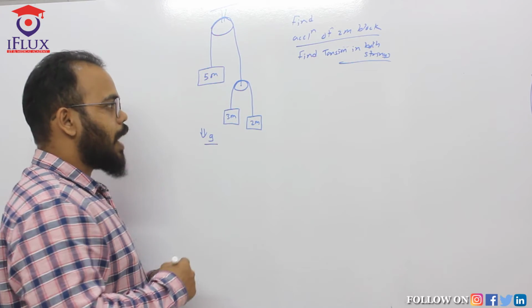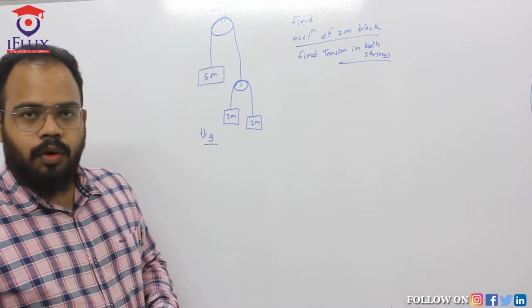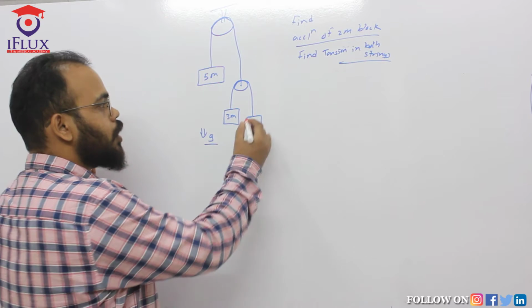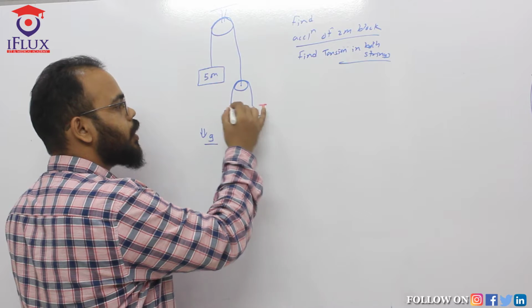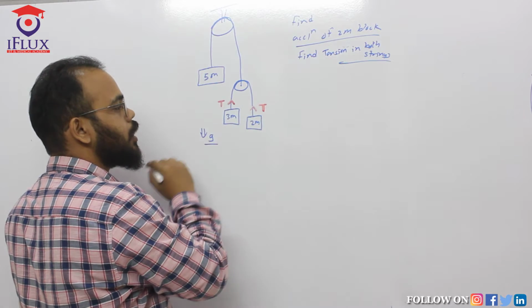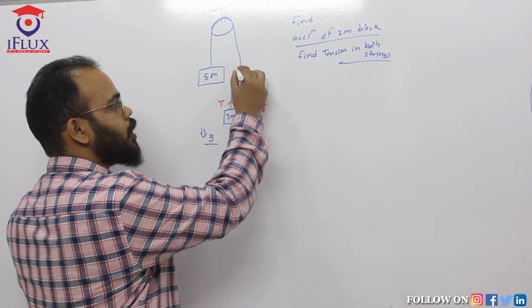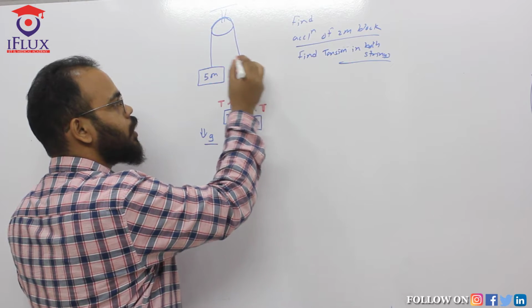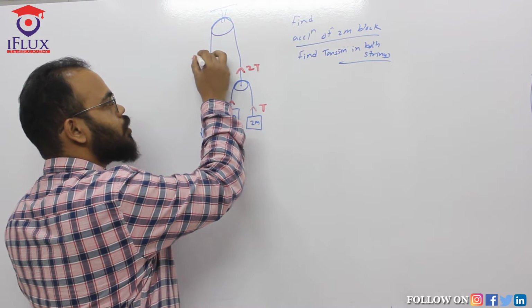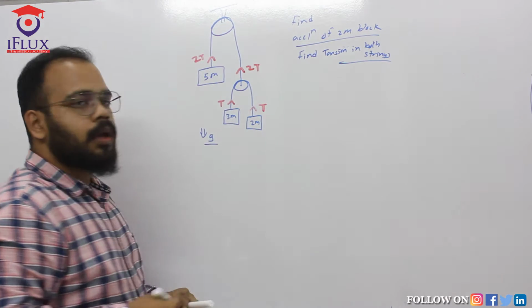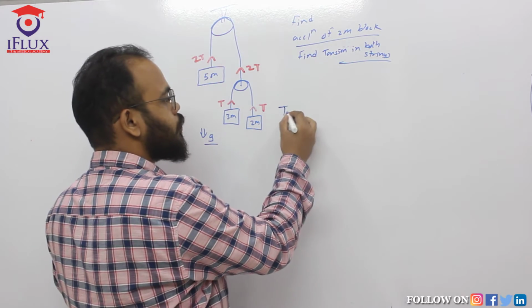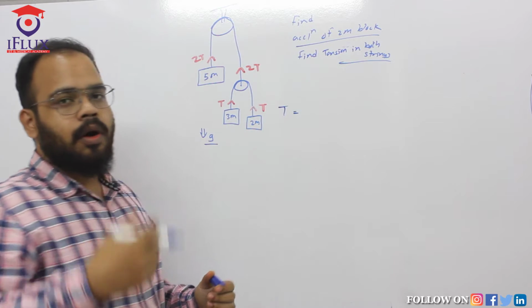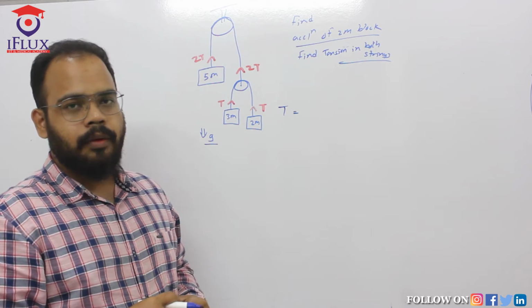Okay, so for that I first need to know the tension. So let's assume tension at this string to be T, tension at this string to be T. So this is T, this is T. So therefore this will be 2T. Similarly, here also tension will be 2T. Now I'll give you the direct answer to calculate the tension. If you want the derivation for this, do contact me. I'll be happy to help you with the derivation.